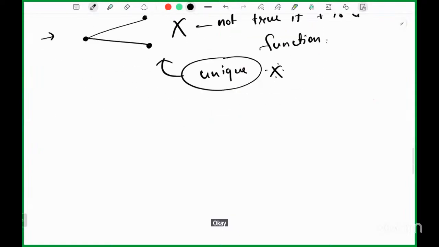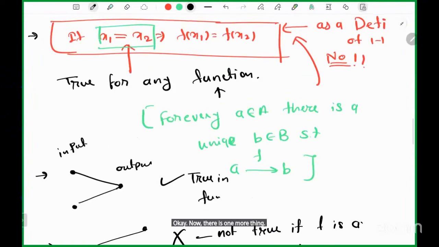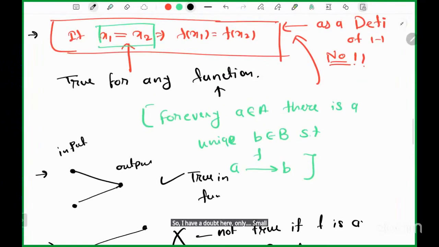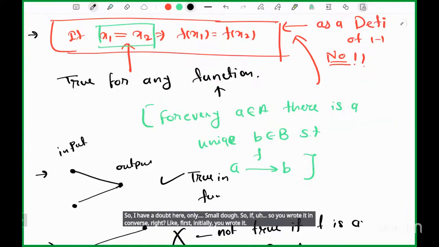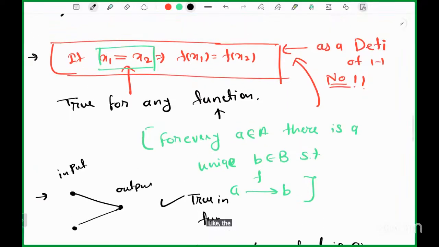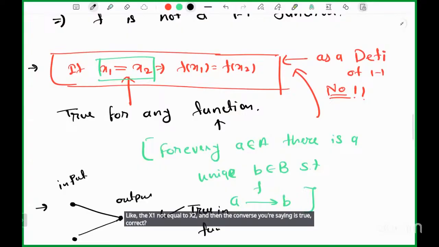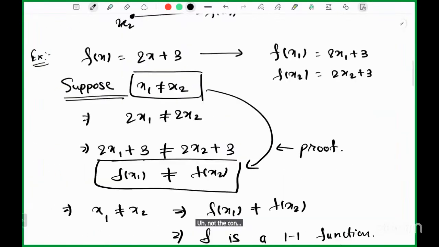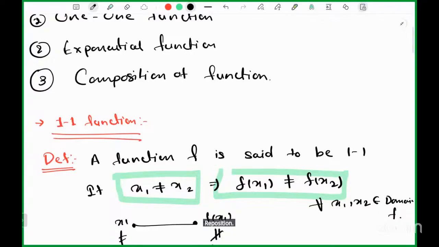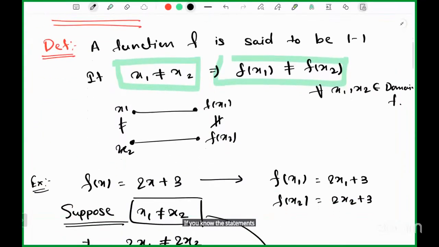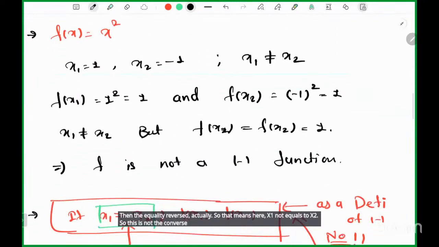Okay. Now I have one more small doubt. So you wrote it in converse, right? Initially you wrote x1 not equal to x2, and then the converse you're saying is true, correct? Not the converse. See, the opposition. The converse of this statement is different; when you want to change equalities to their negation, the equality reverses. So here x1 not equals to x2 is not the converse of that statement.